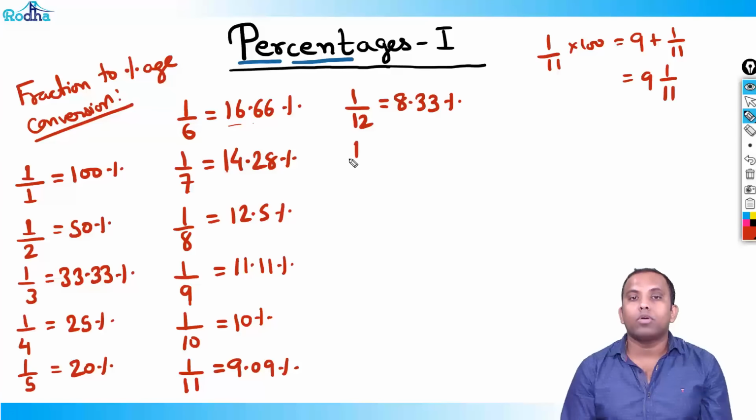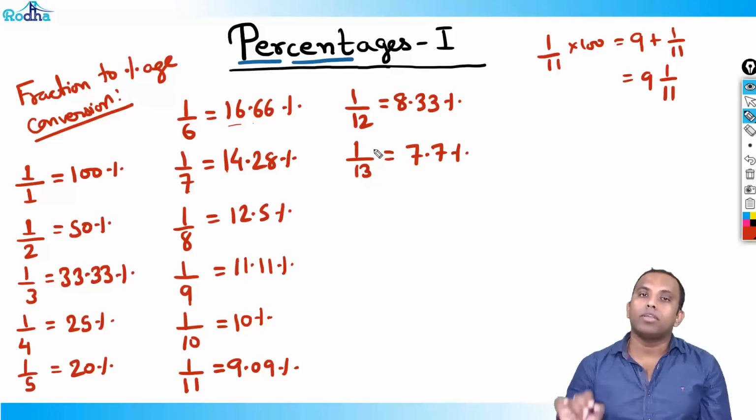8.33%. What is 1 by 13? 1 by 13 is what? 7.7%. Okay, 7.7%. Remember it? 1 by 13 is 7.7%. 7.69 to be exact, but you can remember 7.7.